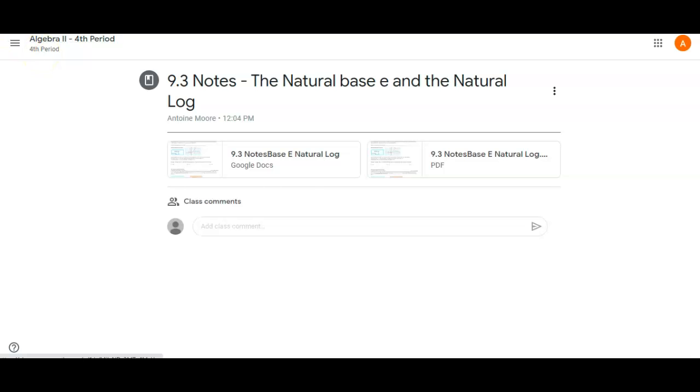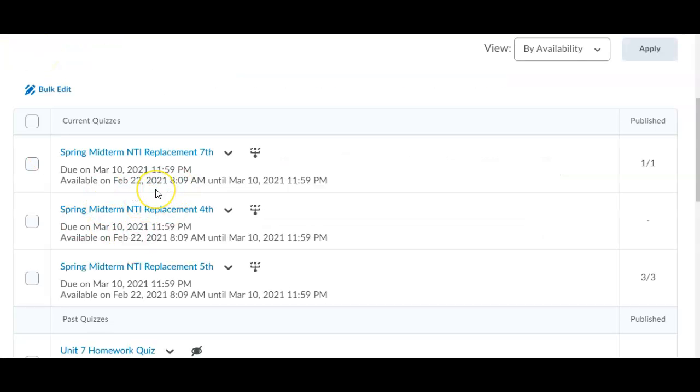I also wanted to point out that this NTI/Logarithm replacement is available. As you can see, a few people have already done it, actually 4. Please don't hesitate to jump in here. It's due March 10th, but you have unlimited tries to improve your grade right here, okay?